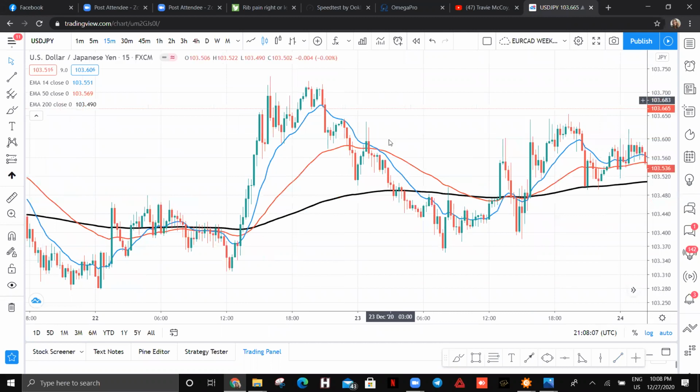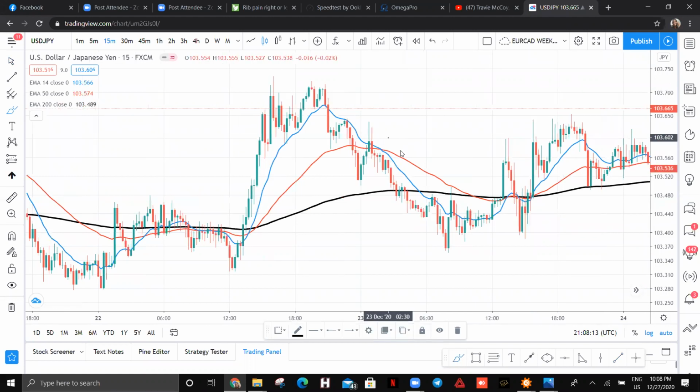Now look at the crossing here. This is a cross. Let me draw a circle. This cross has happened. 14 cross 50. Then we'll look for what? A sell opportunity. You can decide to go off.